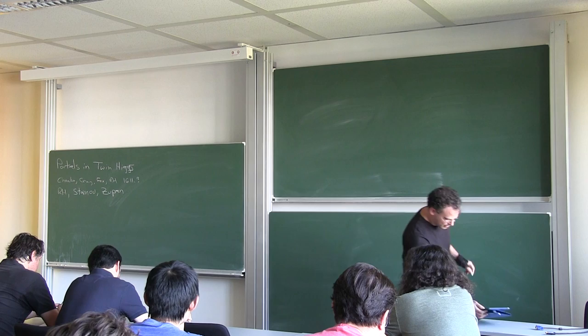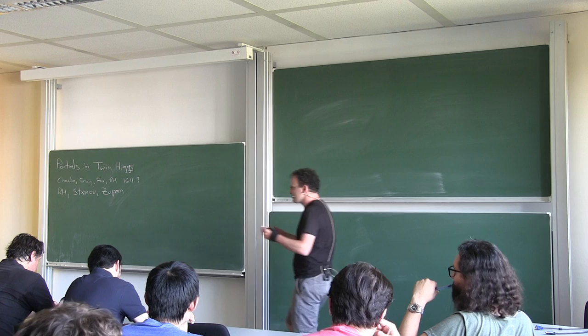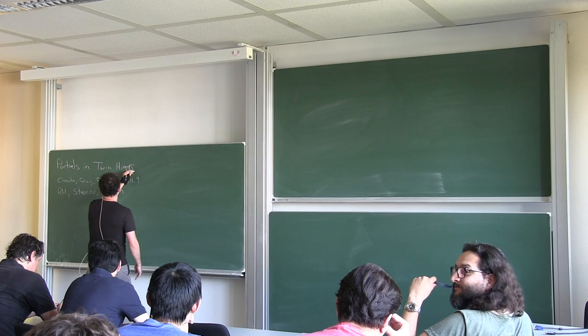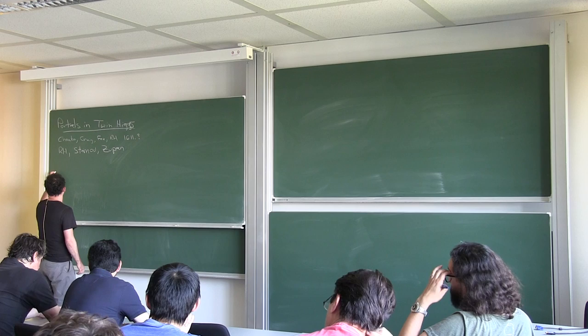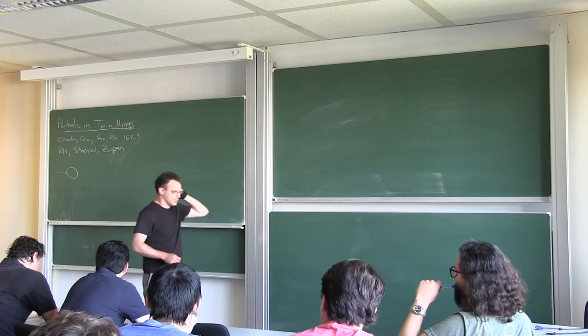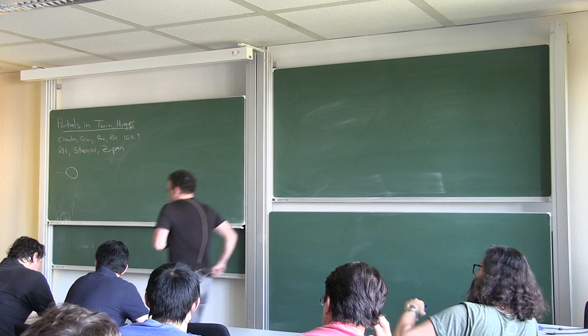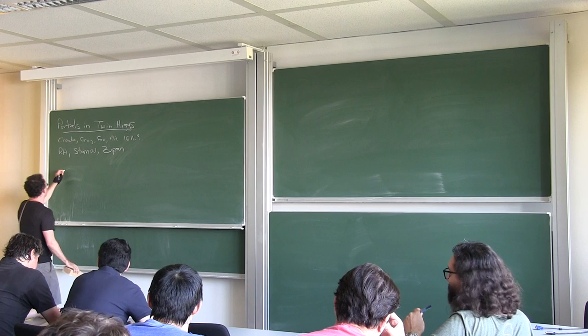Okay, portals in twin Higgs. You know what portals are. And twin Higgs, well, what is twin Higgs? Twin Higgs is this notion that maybe the hierarchy problem... or let's start the other way. It's the notion that there's the standard model that we know, and there's going to be another one.